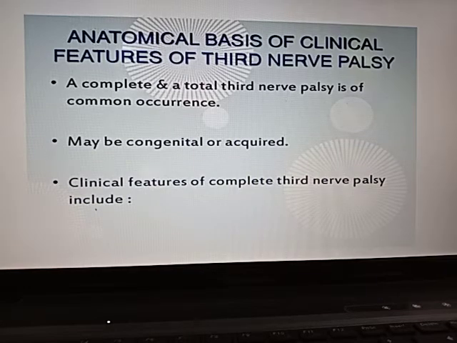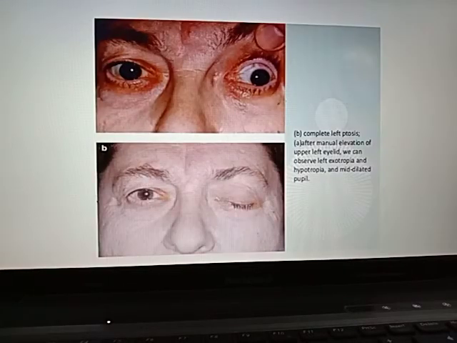The anatomical basis of clinical features of third nerve palsy. A complete and total third nerve palsy is of common occurrence. It may be congenital or acquired. Clinical features of complete third nerve palsy include, you see the picture. In case of left oculomotor palsy, there is a complete left ptosis due to levator palpebrae superioris palsy. After manual elevation of the upper left eyelid, we can observe left exotropia and hypotropia and a mid-dilated pupil. Okay, the eyeball goes down and outward.